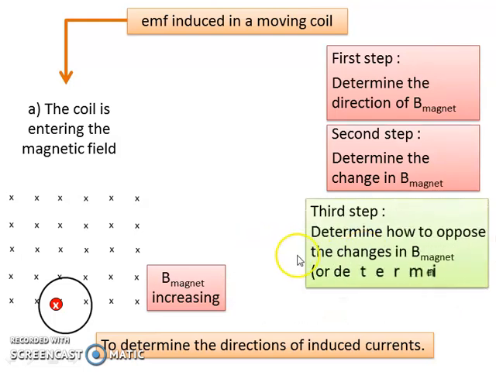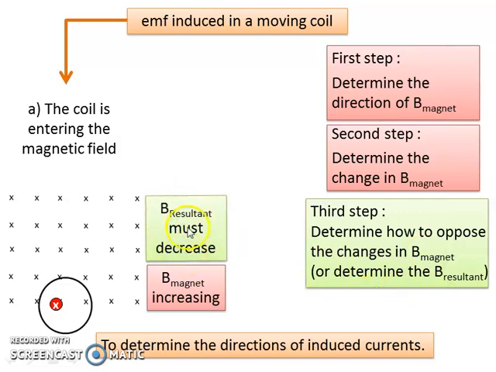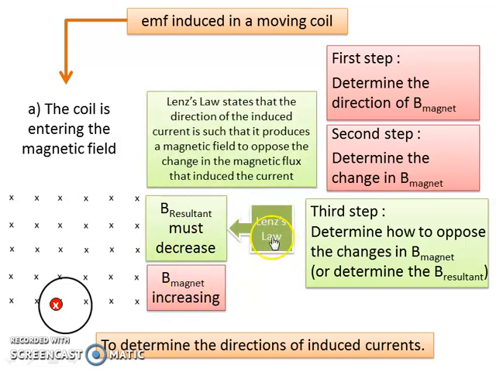Third step, determine how to oppose the change in B magnet. In other words, determine the B resultant. The B resultant must decrease. When the B magnet is increasing, the B resultant must decrease because Lenz's law states that the direction of the induced current is such that it produces a magnetic field to oppose the change in the magnetic flux that induced the current. So to oppose these changes, the B resultant must decrease.